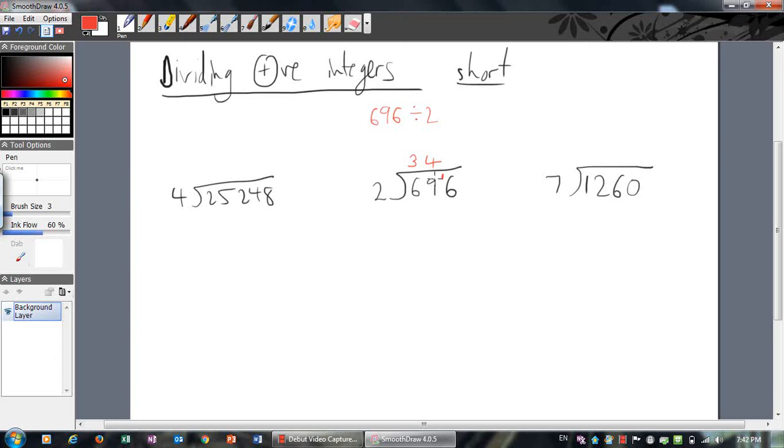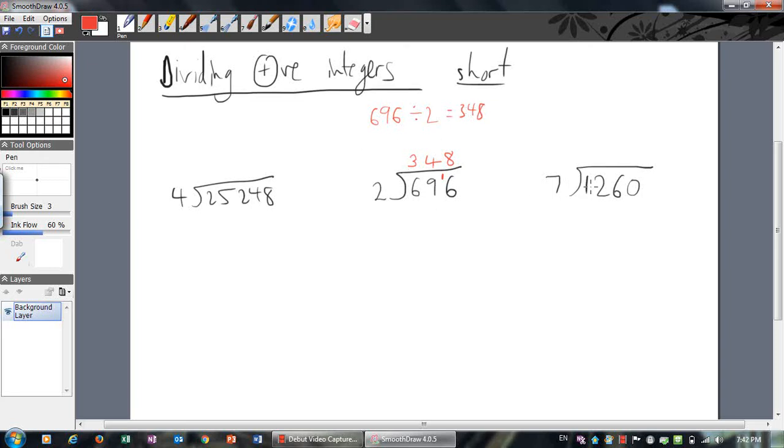And if there's 1 ten left over, we can just chuck the 10 down into the units column as a 1. That becomes 16. Finally, how many times does 2 go into 16? Well, that goes in 8 times. And so we're left with 348 as the answer. So 696 divided by 2 is 348.